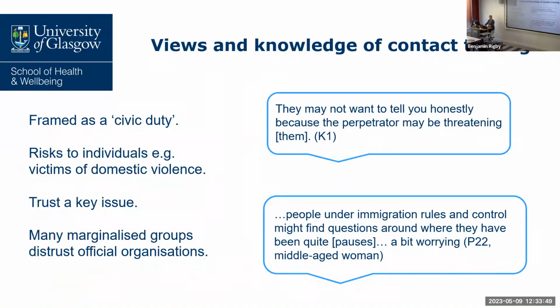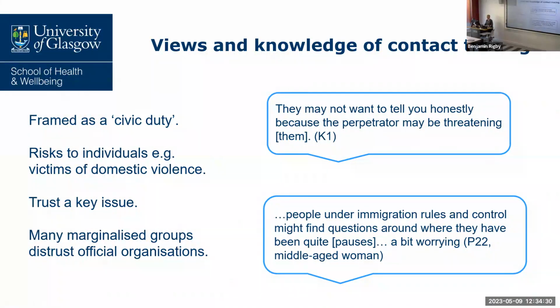So at that point in time, people viewed giving information in terms of contact tracing as a civic duty. And most people said that they would be very happy themselves to do this, but they certainly raised issues about particular groups who they thought might find this difficult. So particularly, for example, victims of domestic violence, that might be difficult for them. As someone said, they may not want to tell you honestly because the perpetrator may be threatening them. And that was in relation sometimes to seeing other people who they perhaps shouldn't necessarily be in contact with, or indeed actually being in contact with the perpetrator of the domestic violence when they were meant to be not seeing that individual.